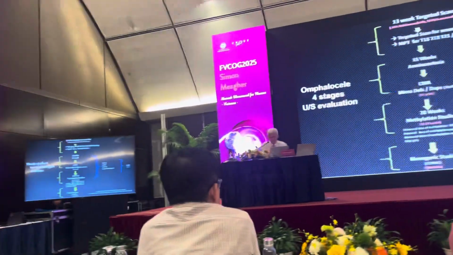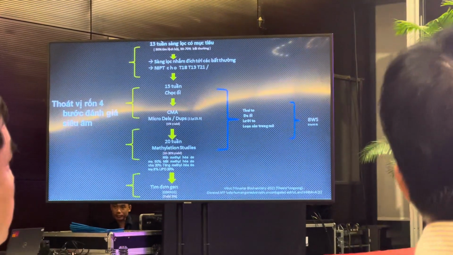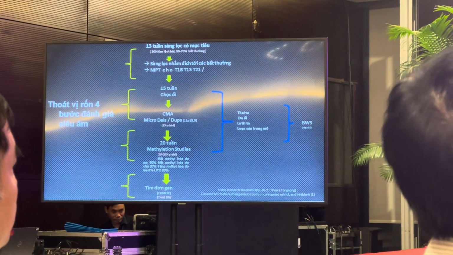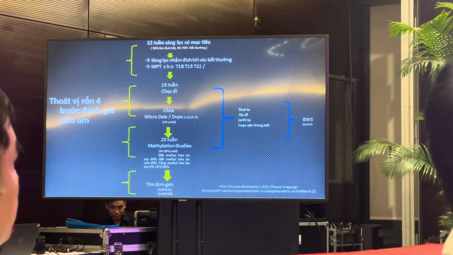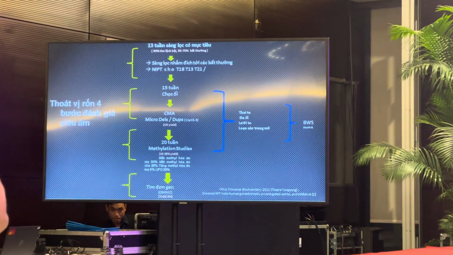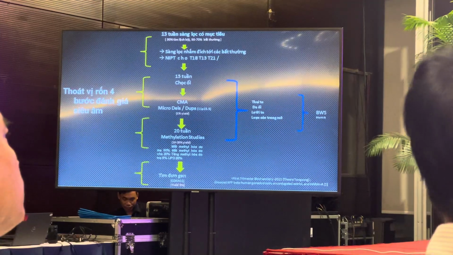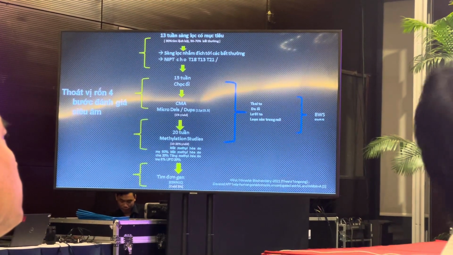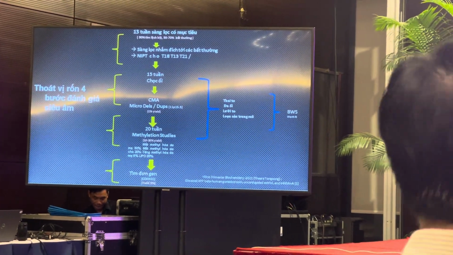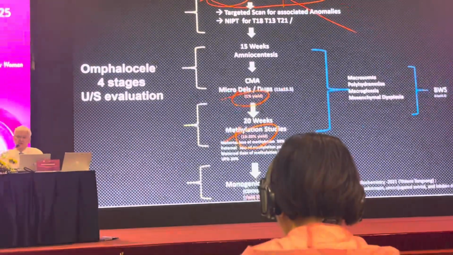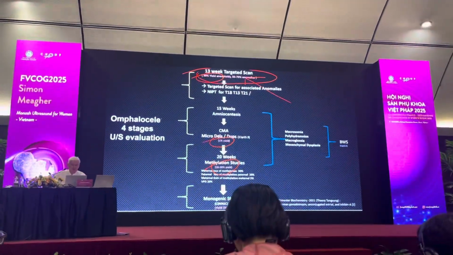So if you want to take a picture of that slide, it gives you the yield. If you have an omphalocele, about 50% of these you'll find will have associated abnormalities, so exclude those. 30% of them will have aneuploidy. Only 1% will have microdeletion or duplication, and the remaining 10 to 20% will have Beckwith-Wiedemann. So remember.